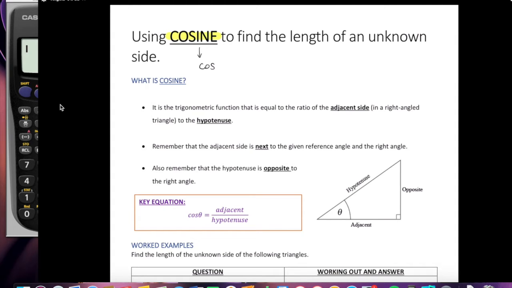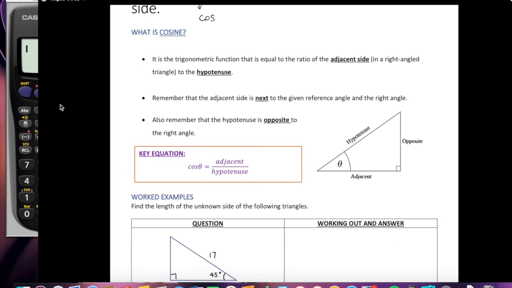If you're wondering what exactly cosine is, it is basically a trigonometric function that is equal to the ratio of the adjacent side in a right angle triangle to the hypotenuse. So that's really important. I'm going to highlight that, and I'd highly recommend, if you've got a highlighter, highlight that in your own notes. Remember that cosine is equal to the ratio of the adjacent side to the hypotenuse.